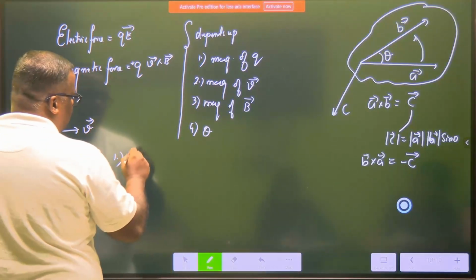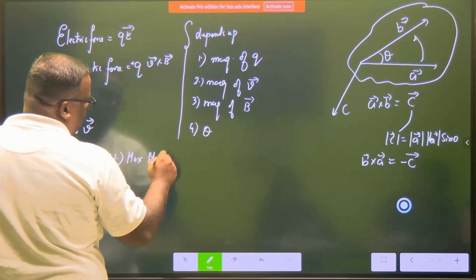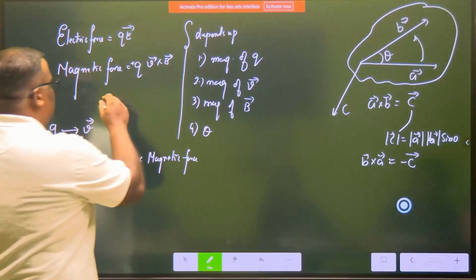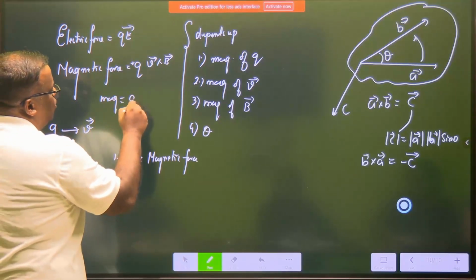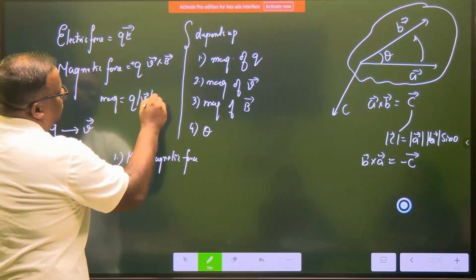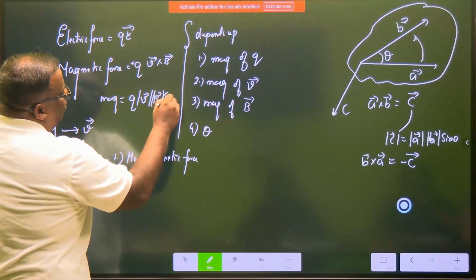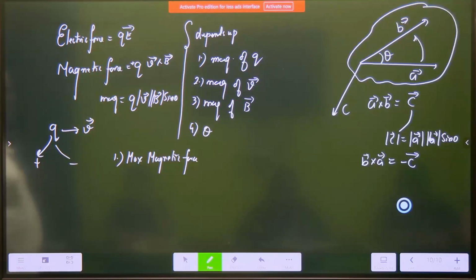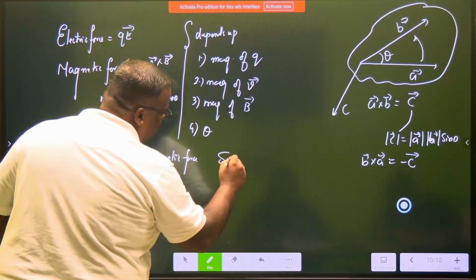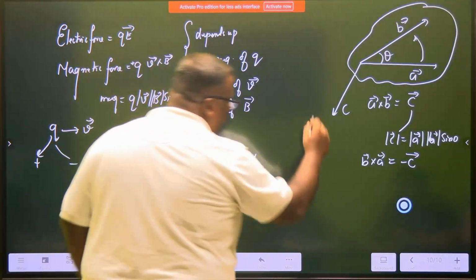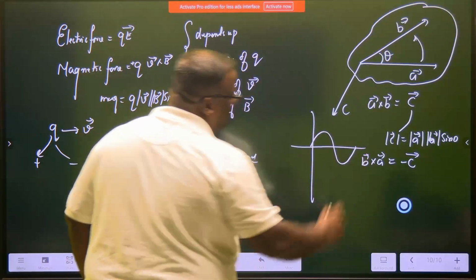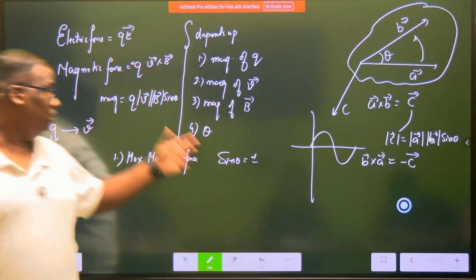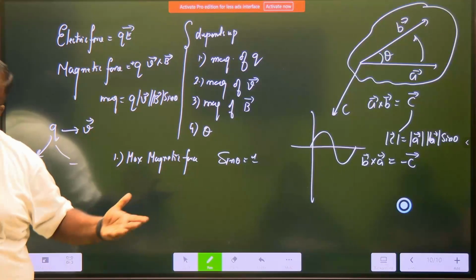So now, next. Number 1, maximum magnetic force. Let's see what is the magnitude of this force. The magnitude of this force is QVB sine theta. Do you agree or not? What is the maximum? For maximum, sine theta's value should be 1. Sir, who told you all these things? The sine graph always has a maximum value of 1 and a minimum value of -1. In order for this to be maximum, sine theta should be 1.